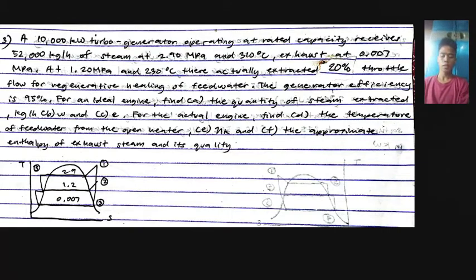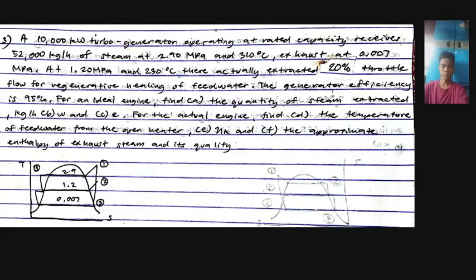The generator efficiency is 95% for an ideal engine. Find A, the quantity of steam extracted in kilogram per hour. B, work. And C, thermal efficiency. For the actual engine, find D, the temperature of feedwater from the open heater, E, and K, and F, the approximate enthalpy and exhaust steam and its quantity.